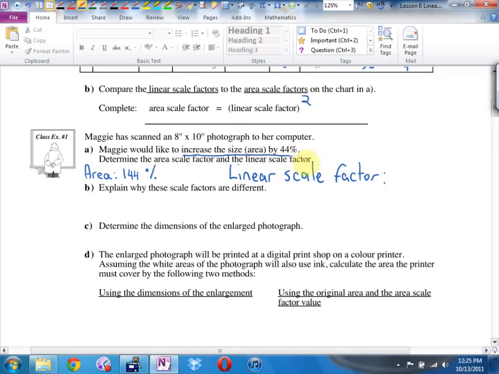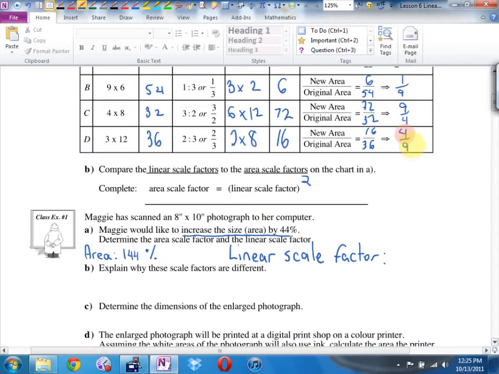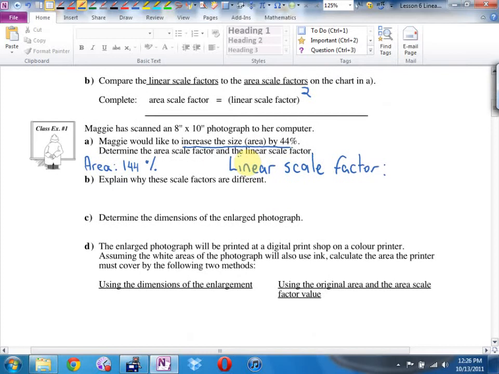Now we're going backwards. We're saying, if you know this, what's this? How'd you go backwards? What's the opposite of squaring? I heard, what? Square rooting. The linear scale factor is going to be the square root of, now, 144% is 1.44 as a decimal. Remember your percents to fractions and decimals? What's that? What do you get? What's the square root of 1.44?